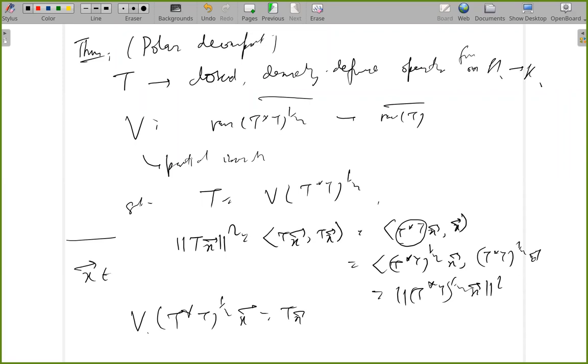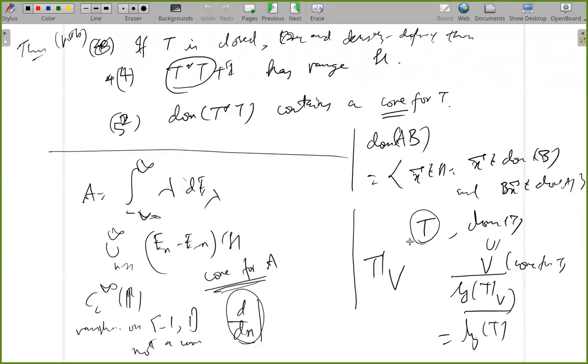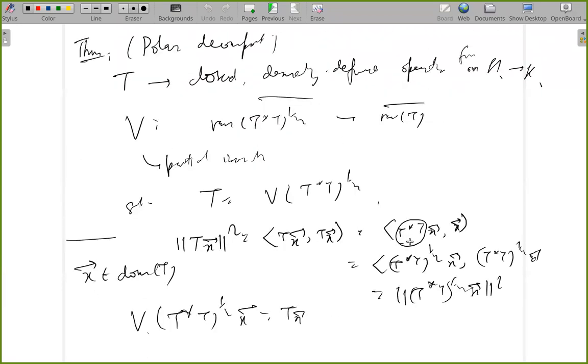The modification I need to do is, x belongs to domain of T. Then here also I'm using that x belongs to domain of (T*T)^(1/2). That is also a theorem. I think I stated it here. Domain of T*T contains a core for T. So in fact, instead, maybe I should say x belongs to domain of (T*T)^(1/2). Because all I need is to do this on a dense subset, right? If I do it on a core, that is already good enough.